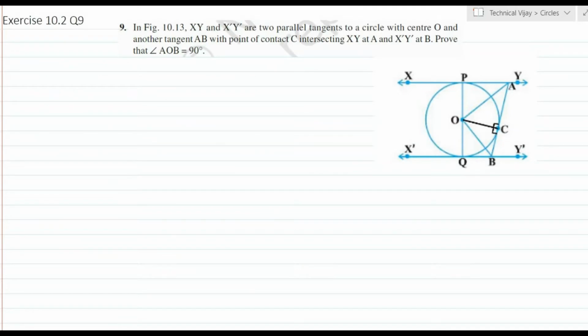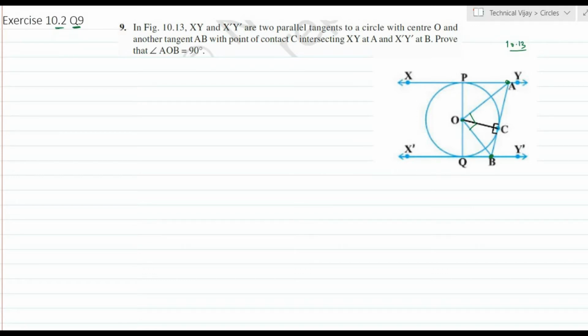Here, exercise 10.2, in that question number 9. In figure 10.13, XY and X dash Y dash are two parallel tangents to a circle with center O, and another tangent AB with point of contact C, intersecting XY at A and X dash Y dash at B. Prove that angle AOB is equal to 90 degrees.